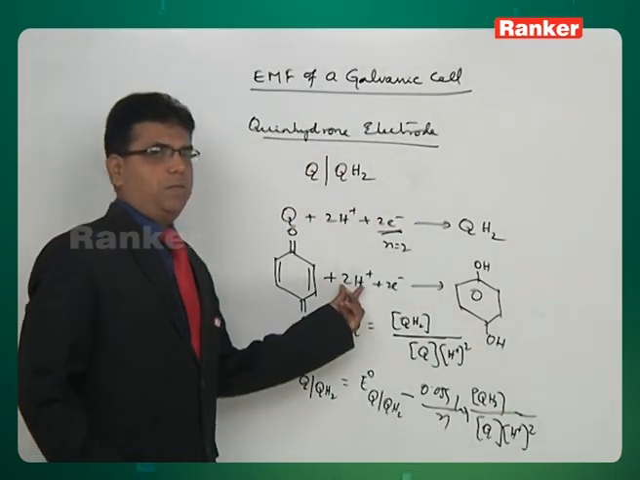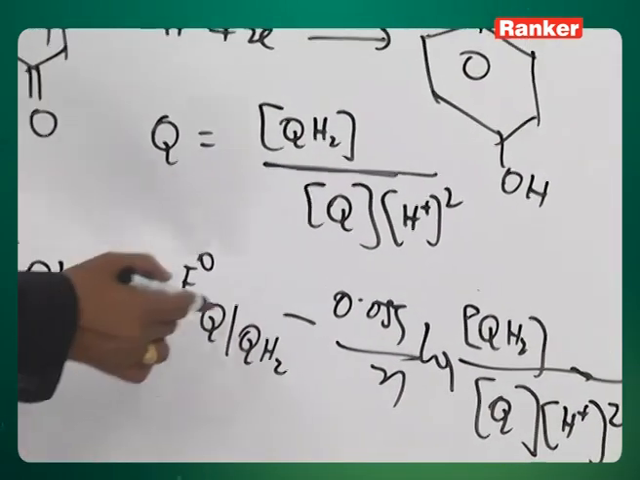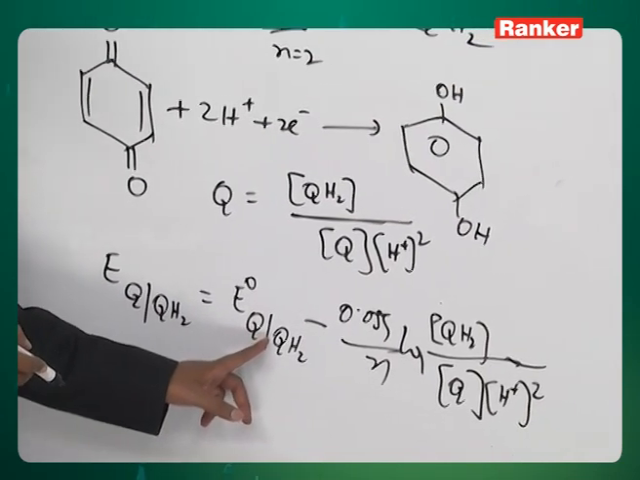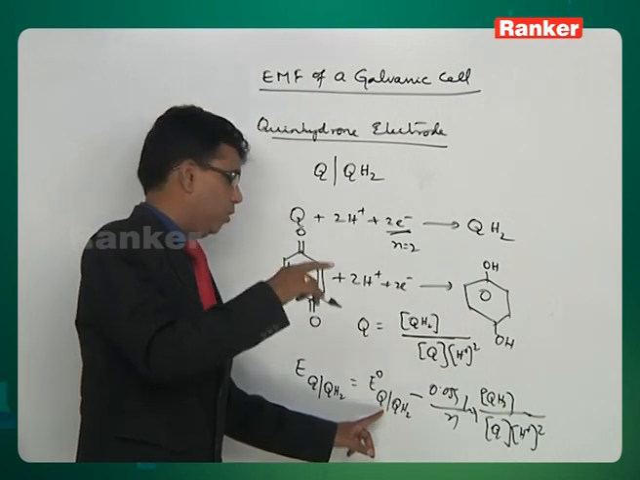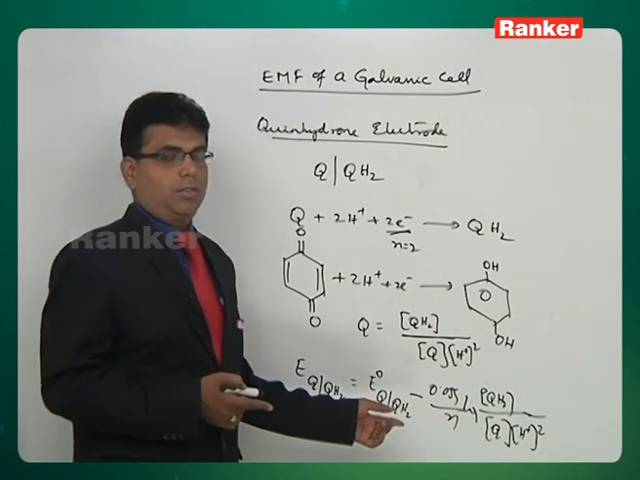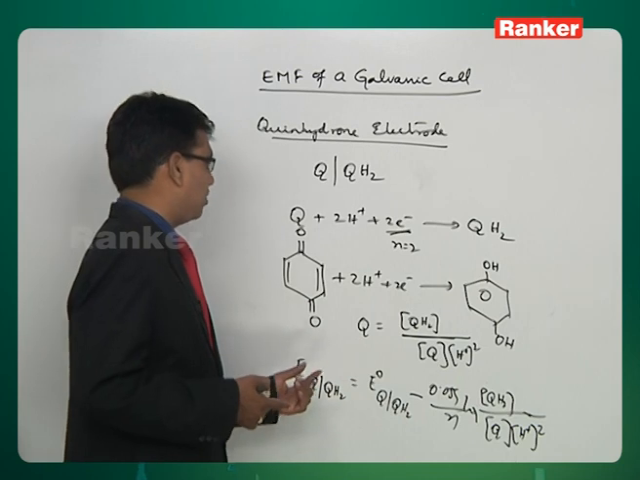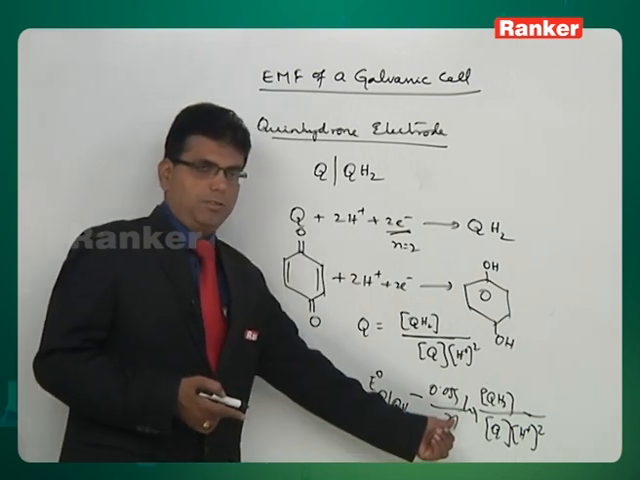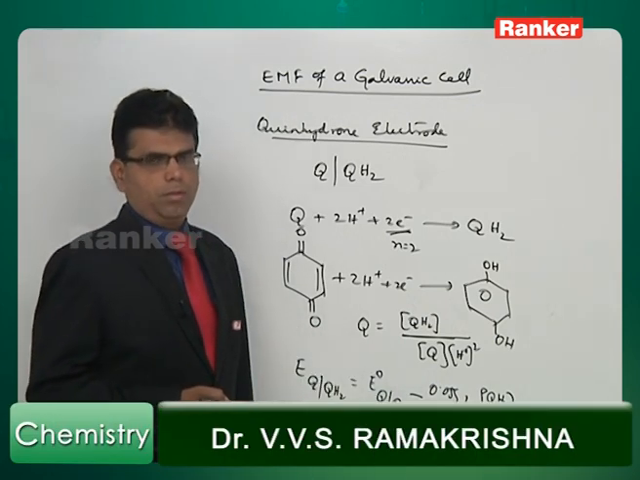Here, the pH of the solution is very important in determining E. This E naught value is again determined using the standard hydrogen electrode, which is the primary reference. Using the standard hydrogen electrode, the E naught of this is determined, and that E naught is the one we use for the secondary reference electrode. For any concentration of quinone, E will be determined like this. So, this is the quinhydron electrode.